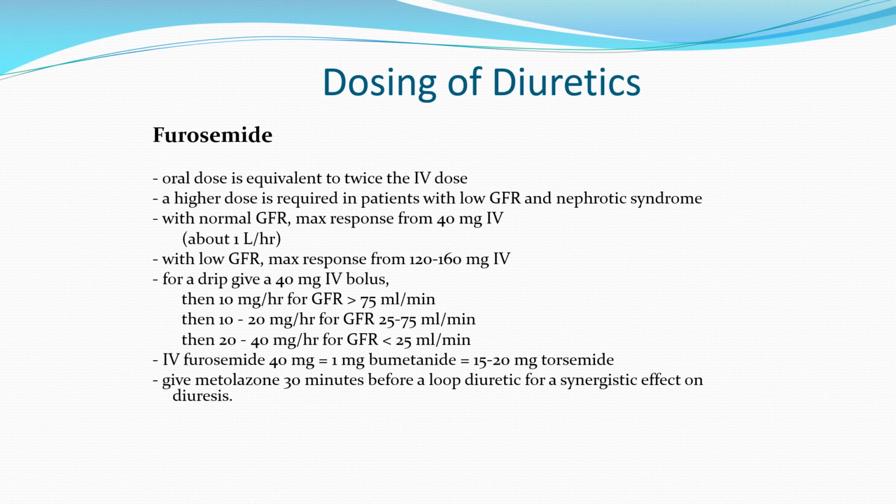And finally, you can give metolazone, which is a thiazide diuretic, 30 minutes before a loop diuretic for a synergistic effect on diuresis. You want to give the metolazone 30 minutes in advance in order for it to take effect on the distal tubule before giving the loop diuretic.